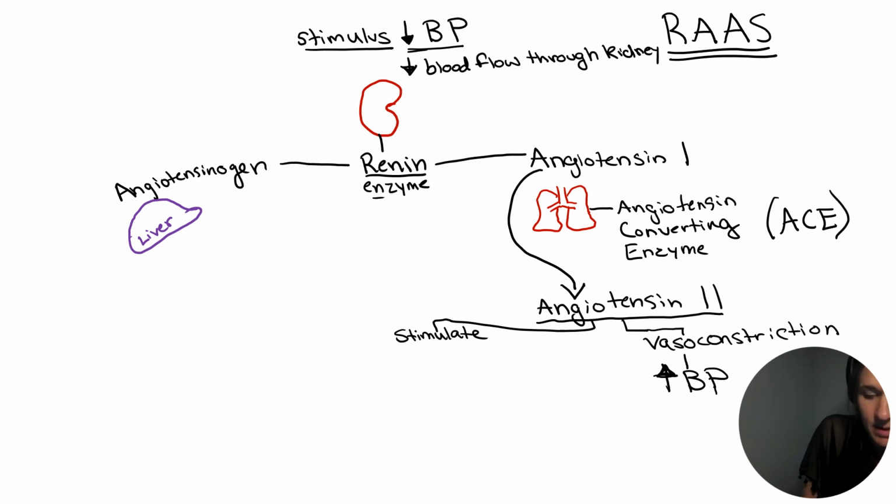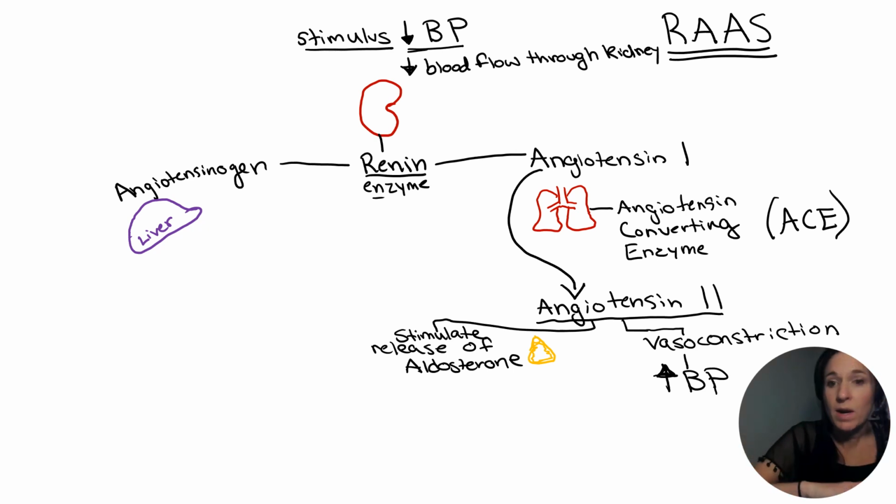But angiotensin 2 also will stimulate the synthesis and release of aldosterone. Aldosterone, we can put our little adrenal gland here, is coming from the adrenal cortex.